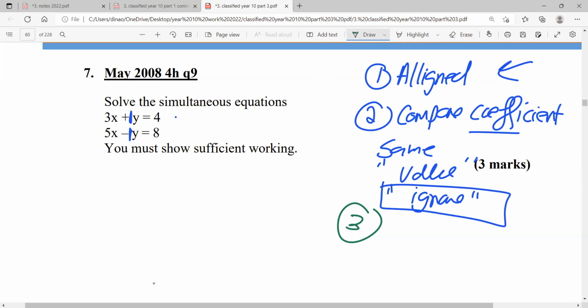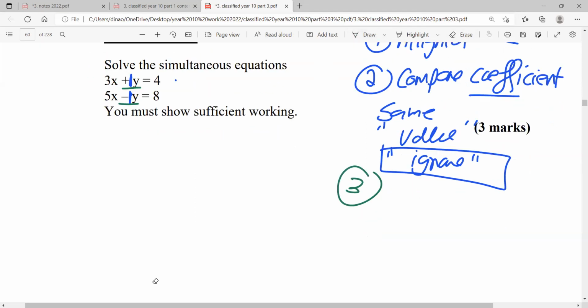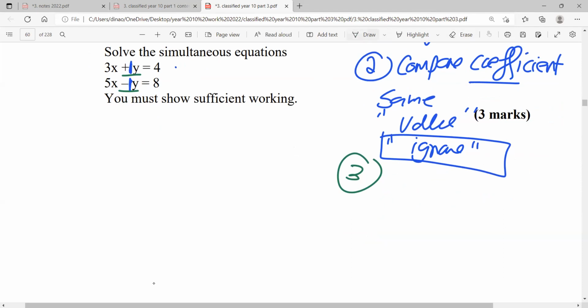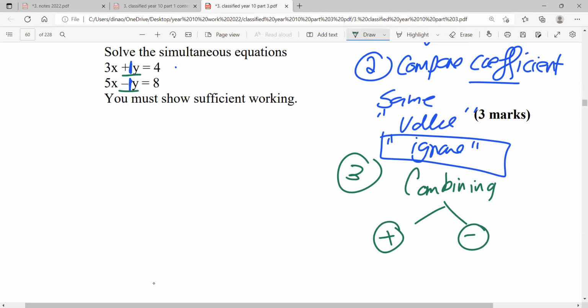Once I compared the letters and decided that I'm going to work on the y's, I'm going to move on to step number 3. Step number 3 is combining these equations either by addition or by subtraction. That means I am going to add these equations or subtract them. But Miss, when will I add and when will I subtract? We take our keywords: different, add, and same, subtract.